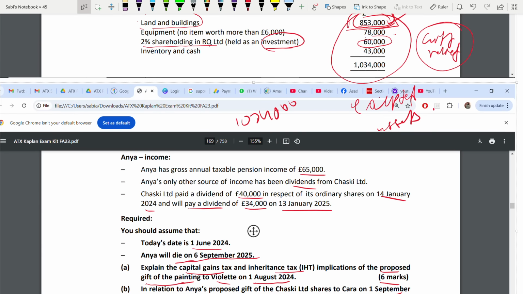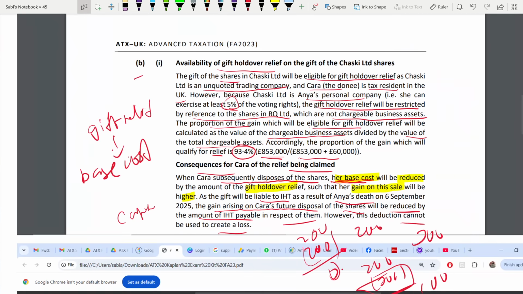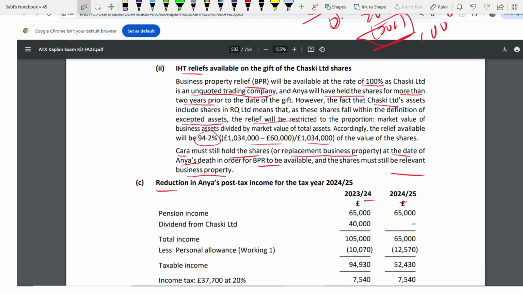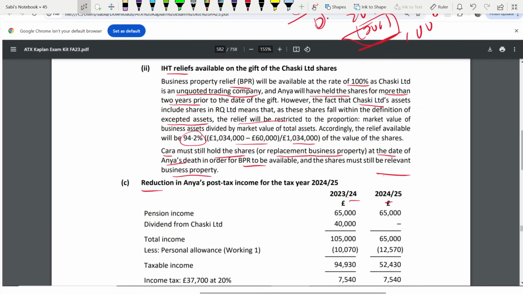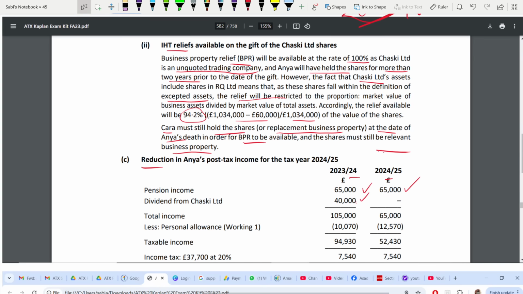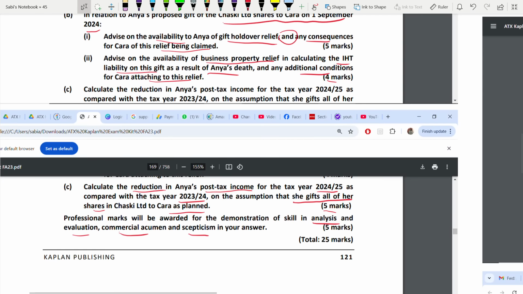So what should you do? See, they told it's annual pension. Annually you are getting the same pension, 65, so both the years it will be 65,000 and 65,000. Then dividend of 40,000, you take in 23/24. Here you don't take the dividend. Why? Because you have not yet received it.